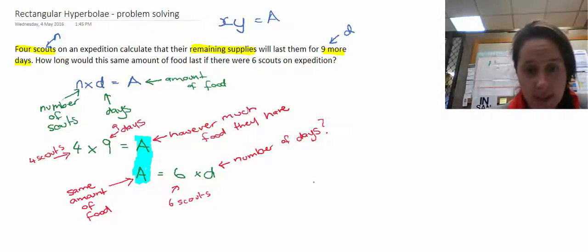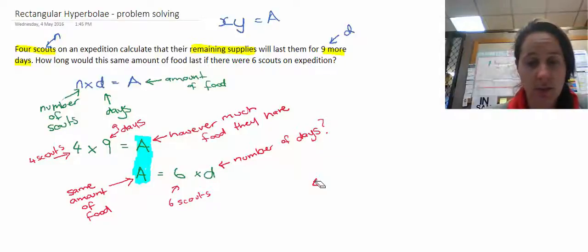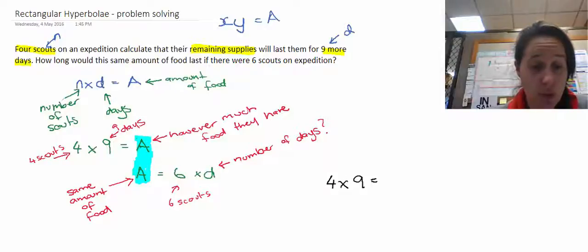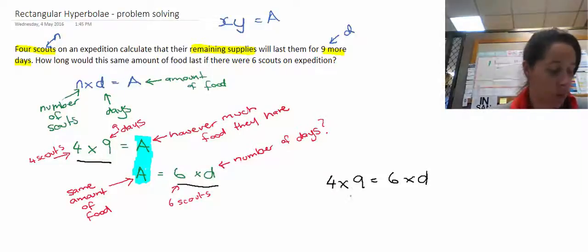So what we can see by looking at this is that 4 times 9 is equal to the specific amount of food, but this expression here is also equal to the same amount of food, so therefore these two things must be the same. So 4 times 9 must be equal to 6 times D.